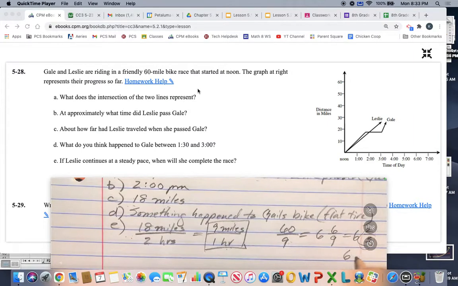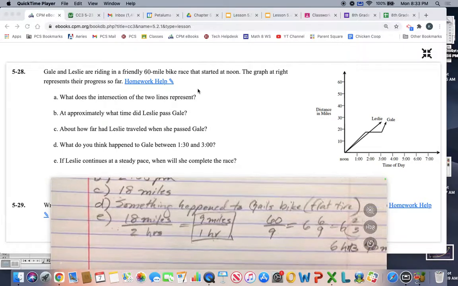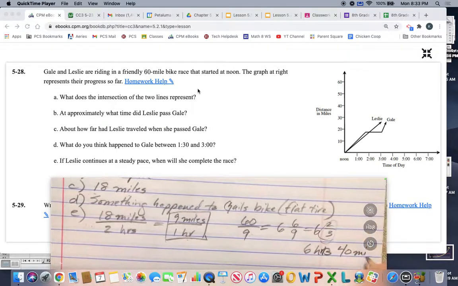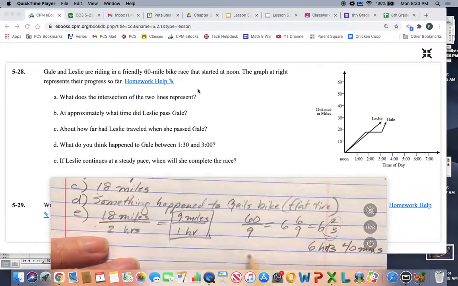So 6 hours, oops, that's a funny R, and 40 minutes. Okay, so she'll complete the race in 6 hours and 40 minutes.